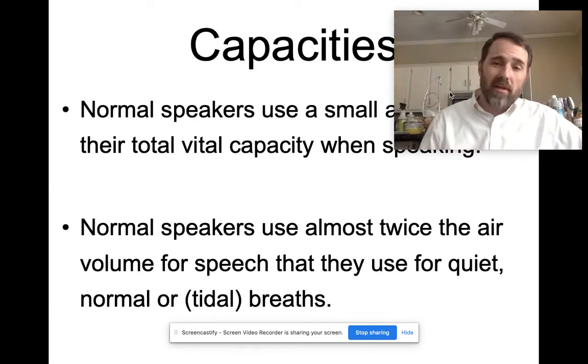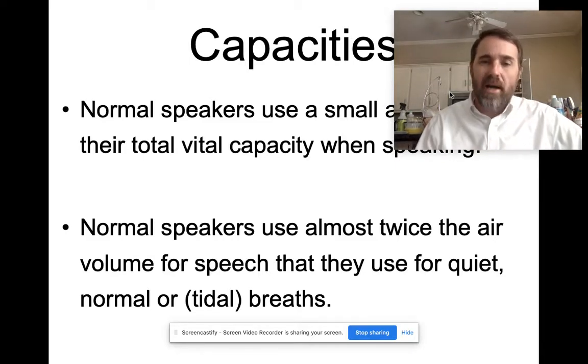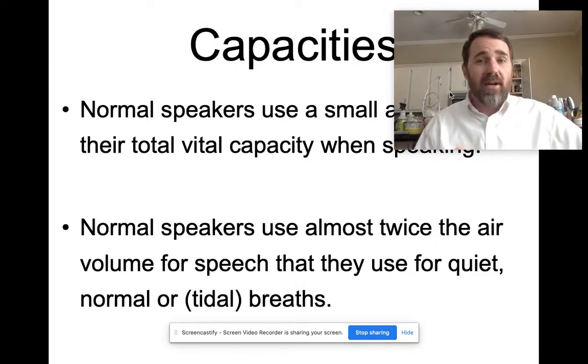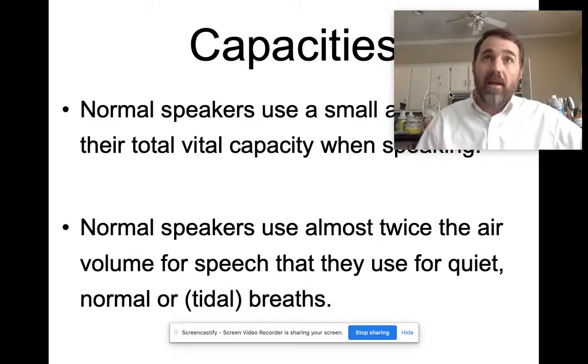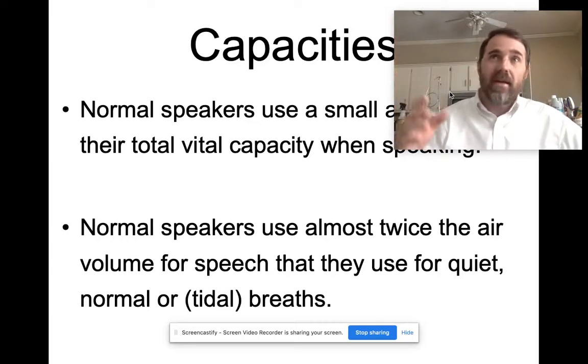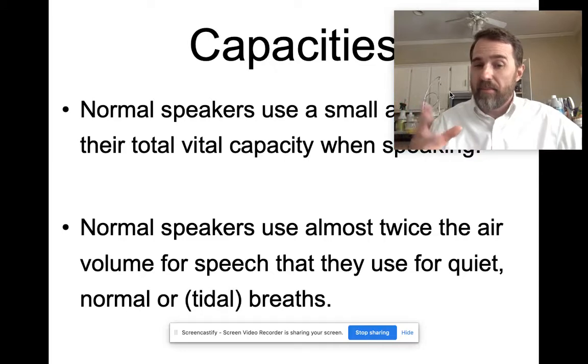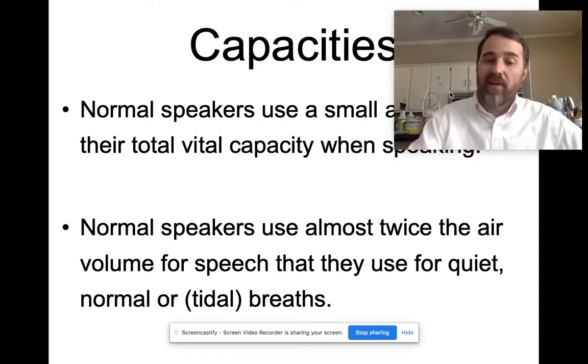You don't use a lot of your vital capacity during quiet respiration. When you go to talk, you're using more of your vital capacity. And the louder you talk, the more of your vital capacity you're going to be using. And if you're at a football game, we'll say, and you're screaming at the ref, or whatever it is that you're screaming in a football game, you're probably going to be using a large amount of your vital capacity.